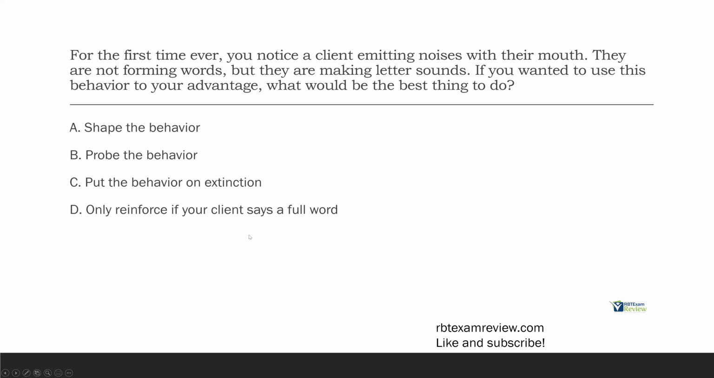And then D, only reinforce if your client says a full word. Well, that's going to be the final step of shaping. But if they're only making a letter sound like ah, we're going to build up through shaping. So let's say they only say the letter A, and then, let's go back to ah. We want to teach apple. So ah, then app, then apple. That's shaping. We're going to get up to D, but if we want to use it to our advantage, we're going to use shaping as a whole. So what would be the best thing to do? A, shape the behavior.